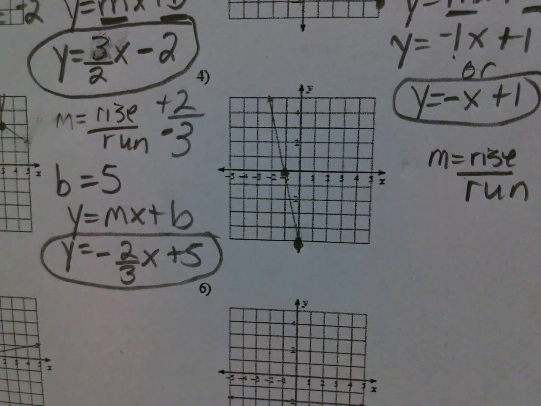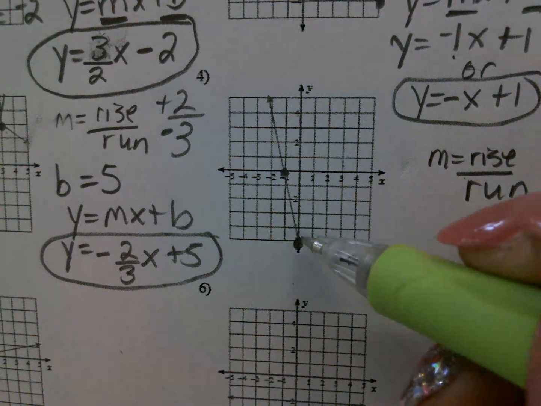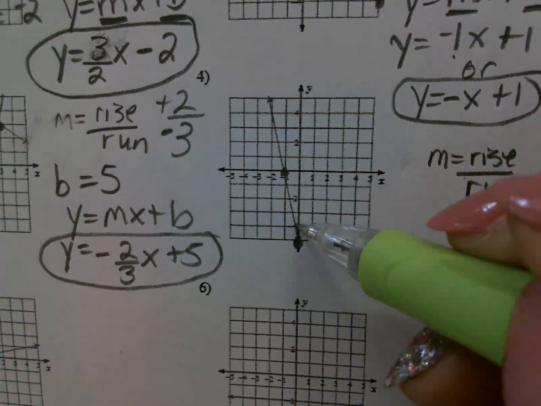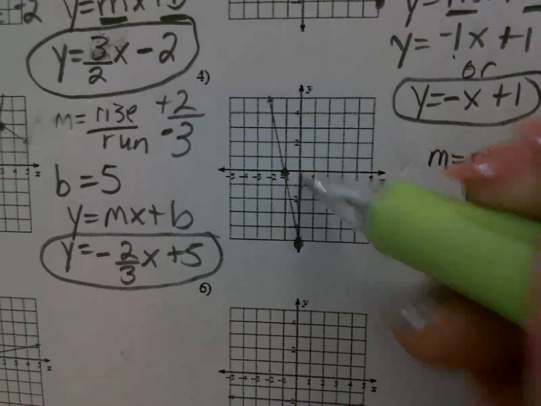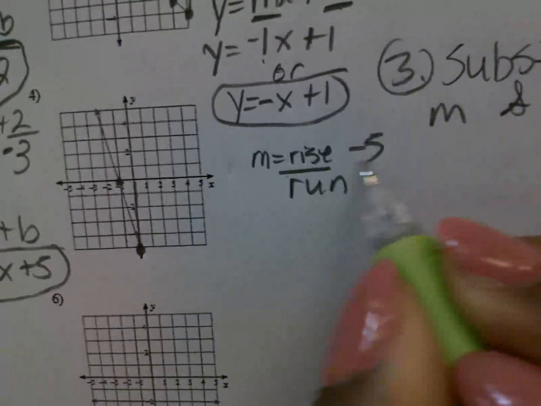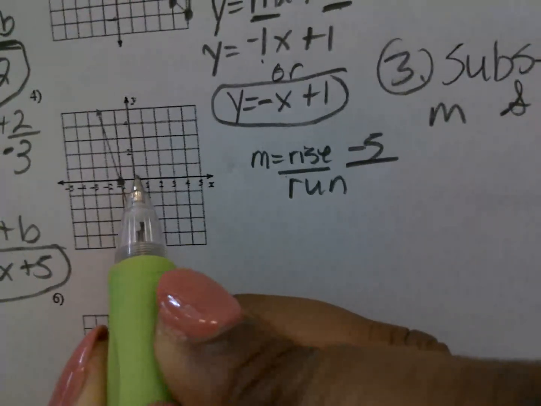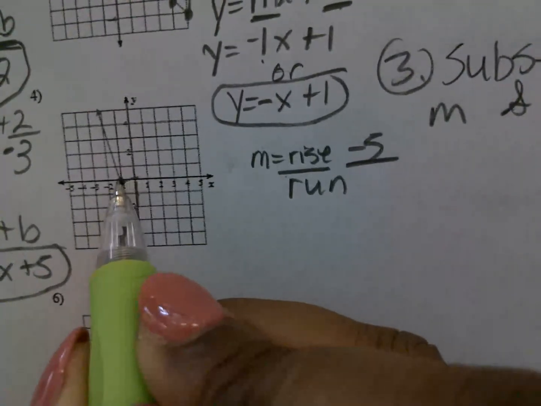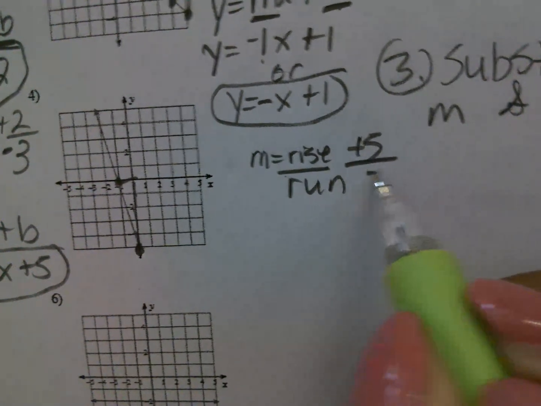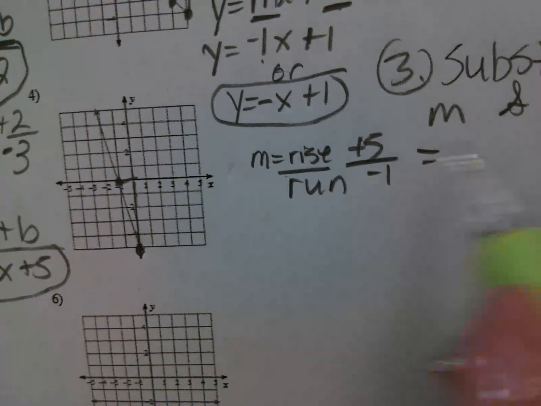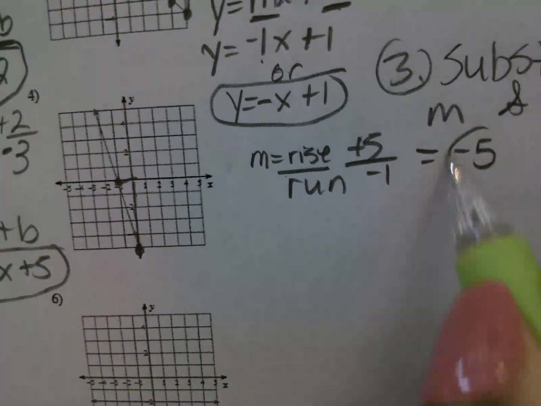All right, so now we can count rise over run. So we know it's going to be a negative slope. So let's count. Go up. 1, 2, 3, 4, 5. So that's -5 on the top. And then we're going over how many times? 1. Same thing. When you reduce this, it's going to be -5.